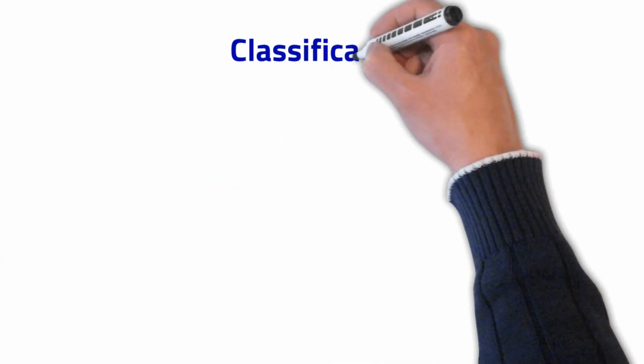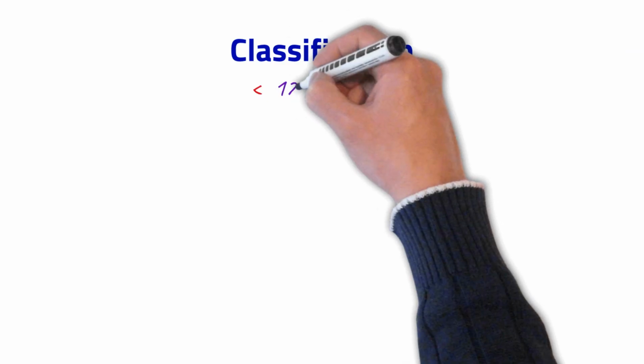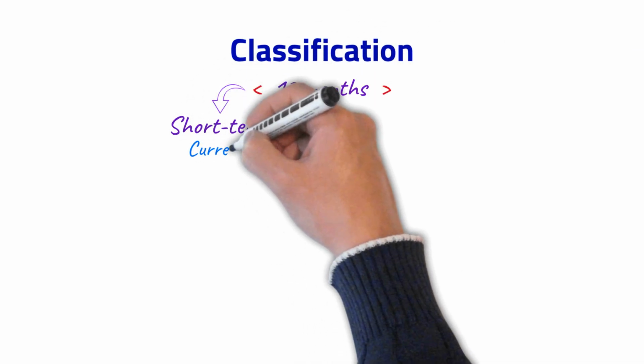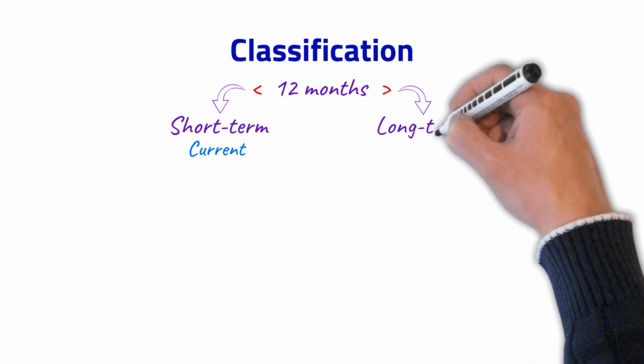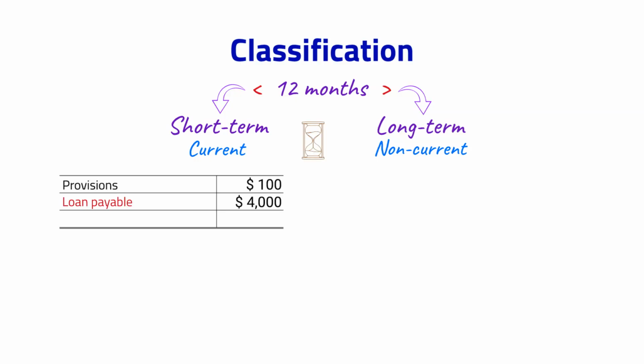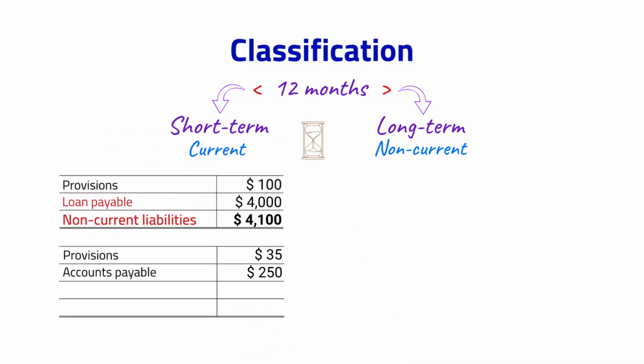So, classification. In the previous lesson we mentioned that the loans with the term of less than 12 months are short-term or current. The loans which are granted for more than 12 months are long-term or non-current, and they are respectively recorded as current and non-current liabilities on the balance sheet. But what do we do with the following situation?